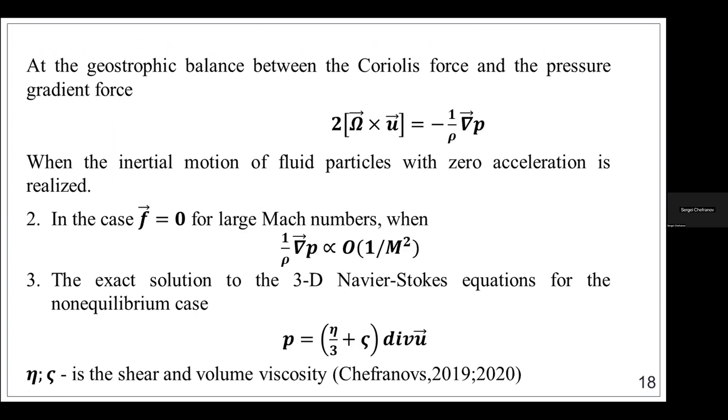The balance of force may be in geostrophic balance, or for inertial motion of fluid particles with zero velocity. Also, I tell about the possibility for the case of large Mach number. And in this example, we may obtain an exact solution to the three-dimensional Navier-Stokes equation for the non-equilibrium case, when, instead of the equation of state, we take into account the relation between pressure and divergence of velocity. This relation was also considered in the Landau-Lifshitz and Zeldovich-Raizer book in the case of extremely small shear viscosity and finite volume viscosity, which may be realized in a non-equilibrium relaxation system.